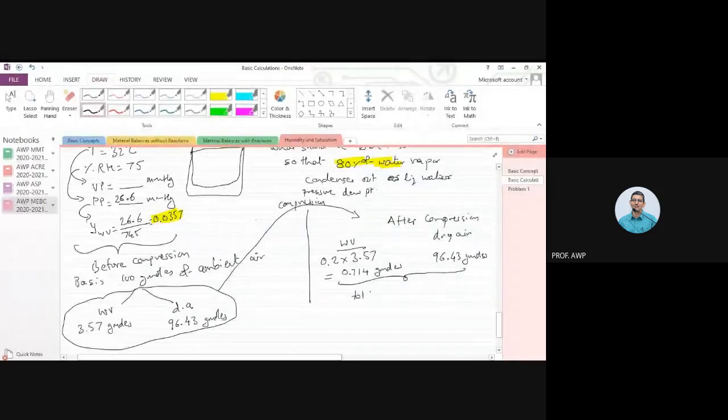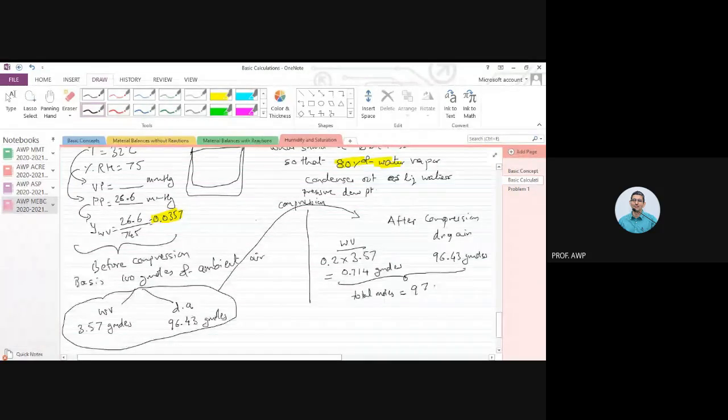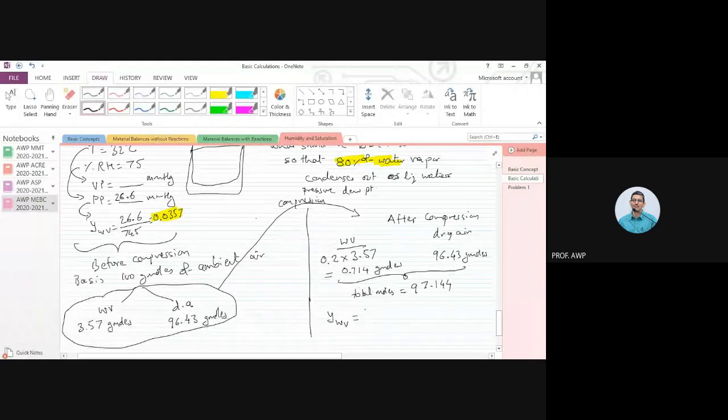Now what is the total moles? The 0.714 plus 96.43, total moles would be 97.144. Now there would be a change in the total moles. So now the mole fraction would be 0.714 divided by 97.144. This would be 0.00735, right?